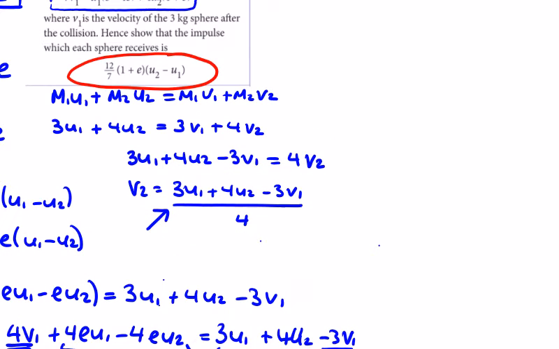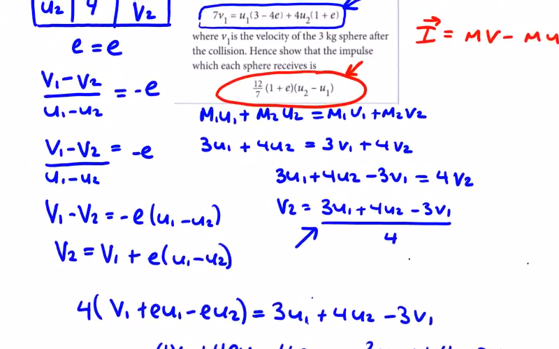We're then asked to show that the impulse is this guy here. We know that impulse is mv minus mu. So which one will we focus on?